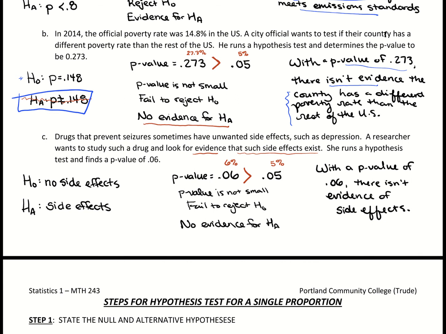So that's how we evaluate p-value once we get that number out and make our sentence conclusion. What we're going to do in the next video is go through how we set up all these steps and then go through some examples.